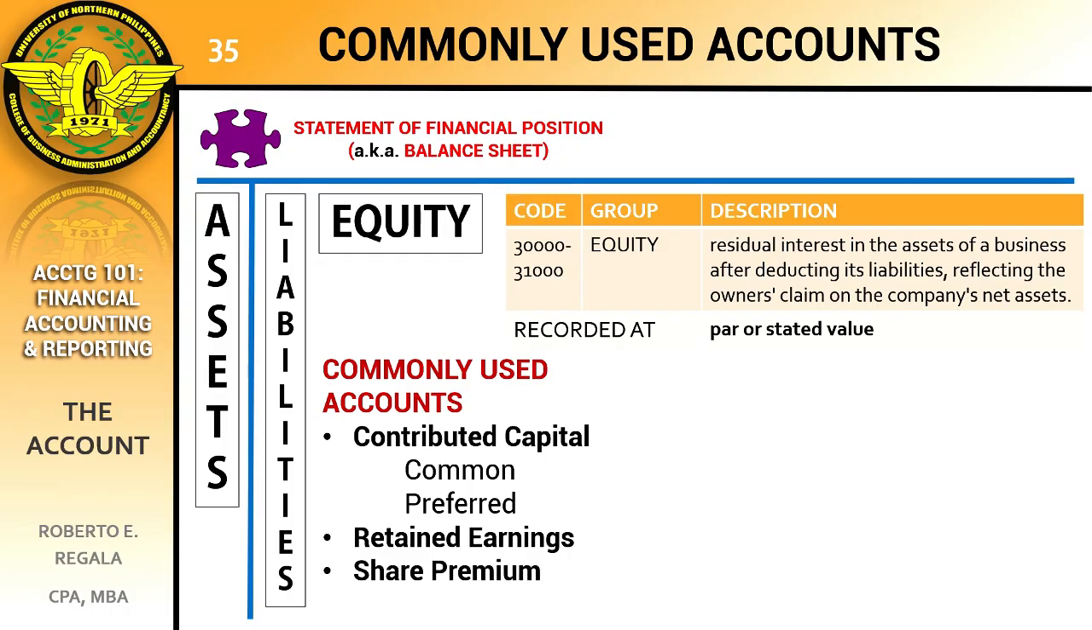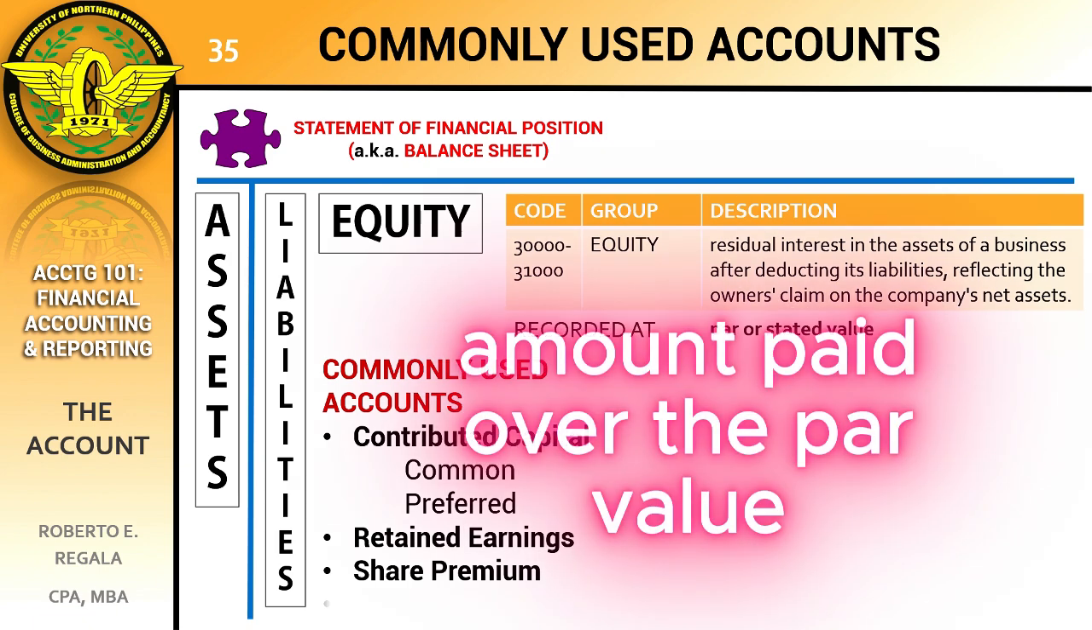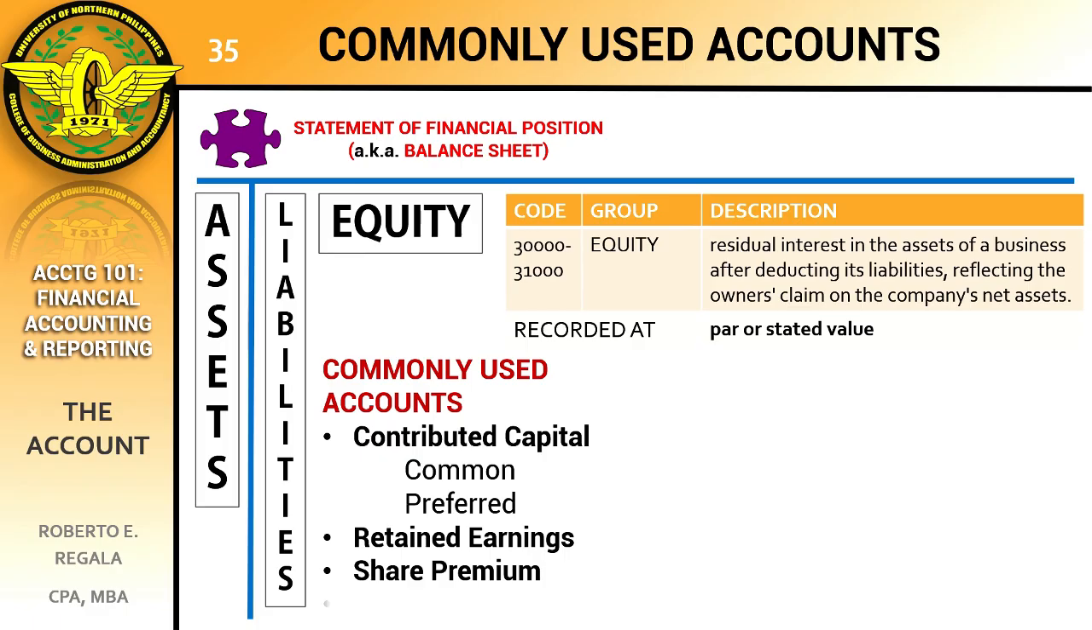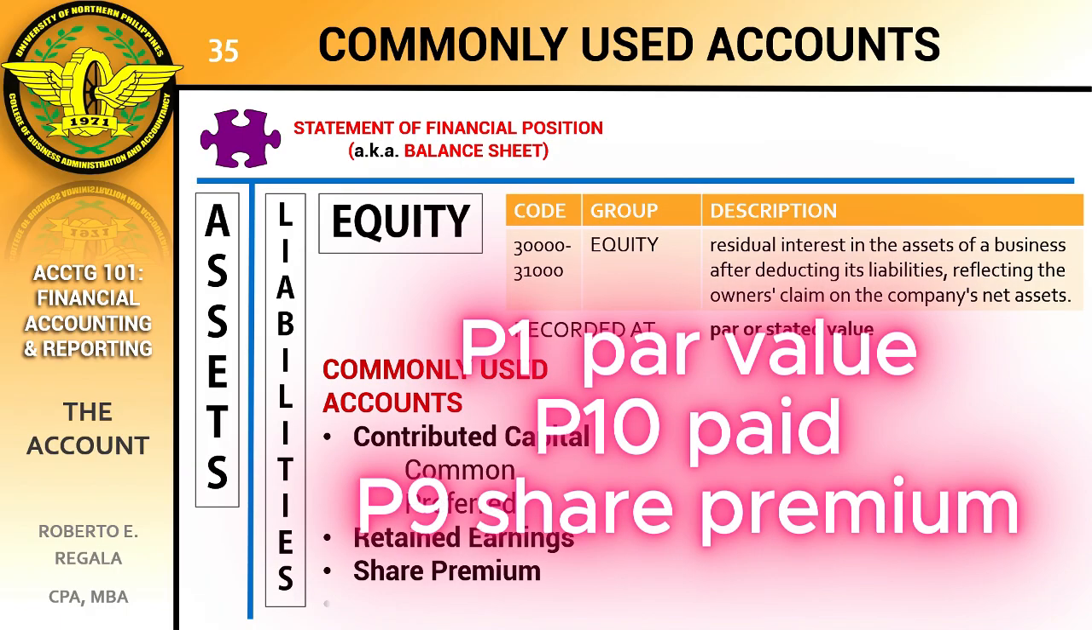Additional paid-in capital, or share premium. This is when shareholders pay more for shares than their face value or par value. For example, if a share has a par value of 1 peso and the company sells it for 10 pesos, the extra 9 pesos is additional paid-in capital.